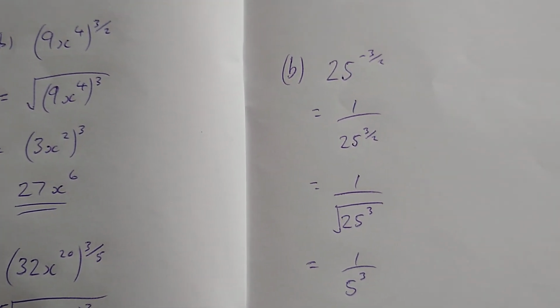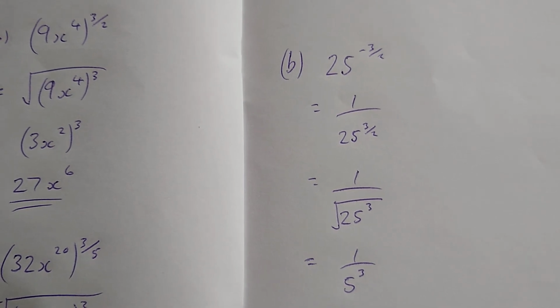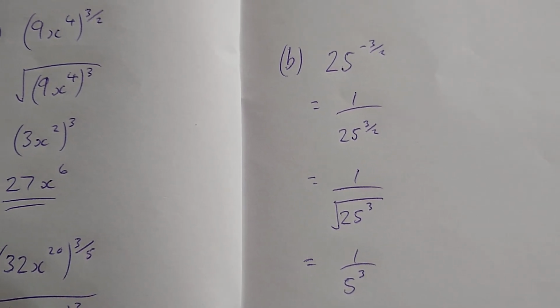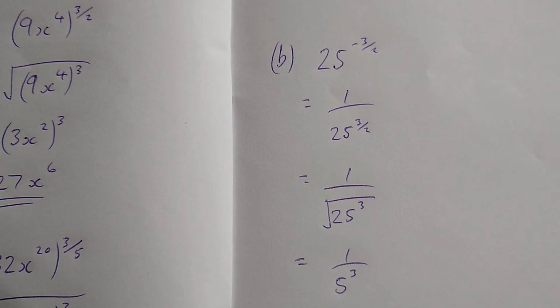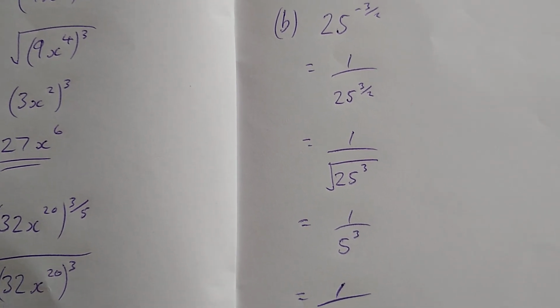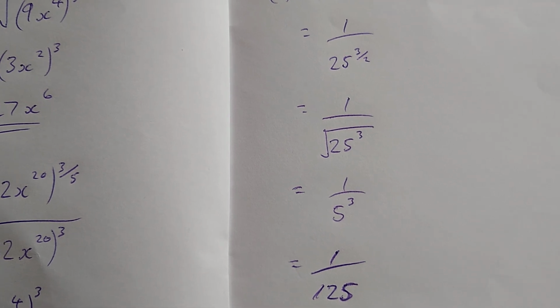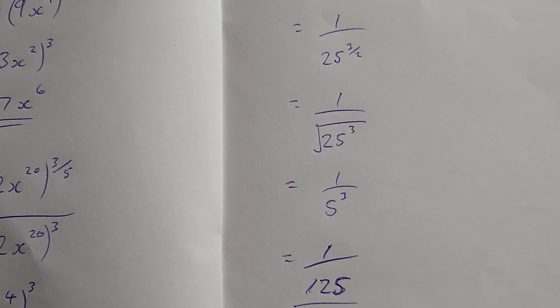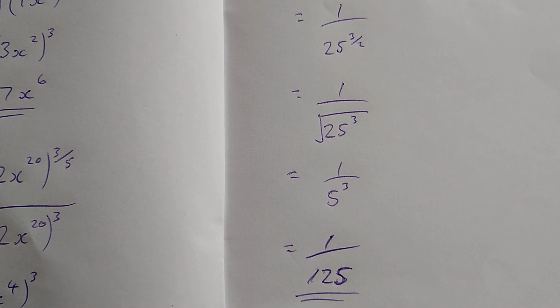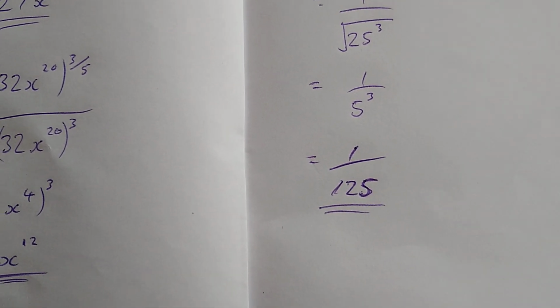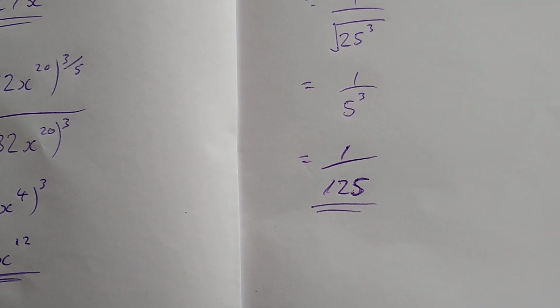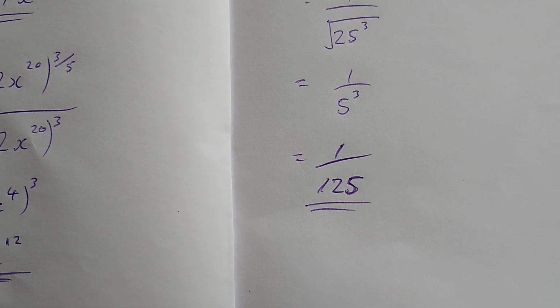Part B, 25 to the negative 3 over 2. So again, write it as 1 over 25 to the power 3 over 2. Top number is the power, bottom number is the root, so it's the square root of 25 cubed. So if I square root 25, I get 5. Still got to cube it, so it'll be 1 over 5 cubed. And 5 times 5 is 25, times 5 again is 125.